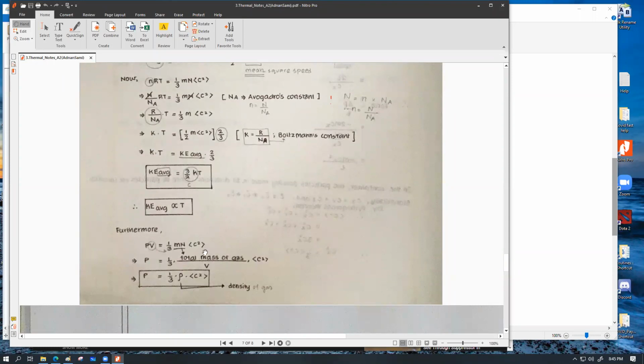Furthermore, we can also convert this equation a bit more. PV equals 1/3 mNc square. If you have a look at these two variables, m is the mass of one gas particle and N is the total number of particles. If you multiply these two factors, you essentially get the total mass of the gas. So this mN was written as total mass of the gas. This is not a division line, this is just an underline. We brought the V over here. So we can write total mass of the gas divided by volume, which is density. So pressure equals 1/3 rho c square. That's also another useful equation which we can use for our purpose.